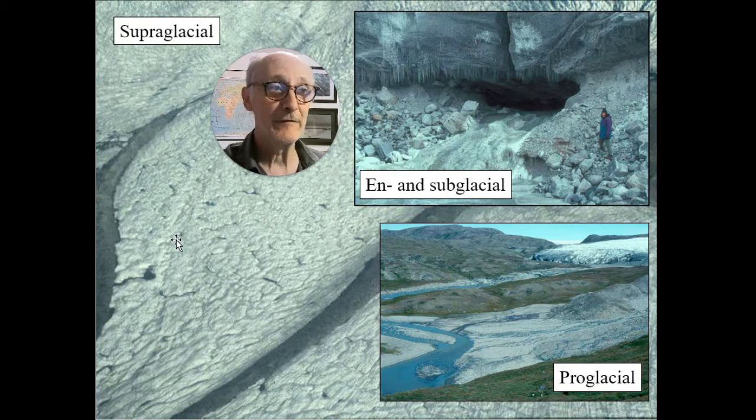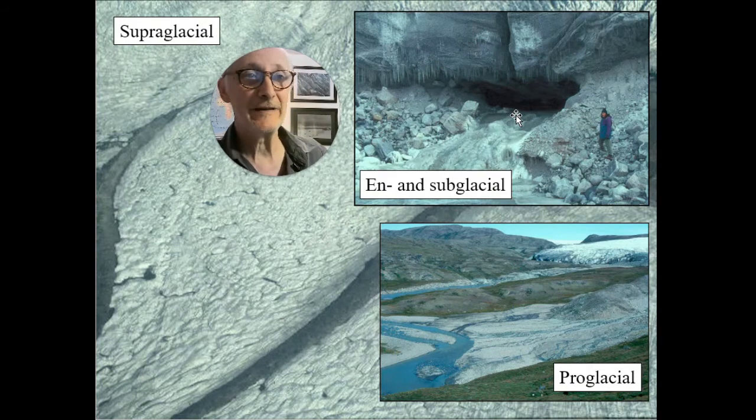On the left hand side here we have the supraglacial environment, and you can just about pick out here some supraglacial meltwater ponds and some channels, streams flowing over the glacier surface. We can think about the englacial and subglacial water flow, and here you can see water emerging from underneath the Greenland ice sheet.